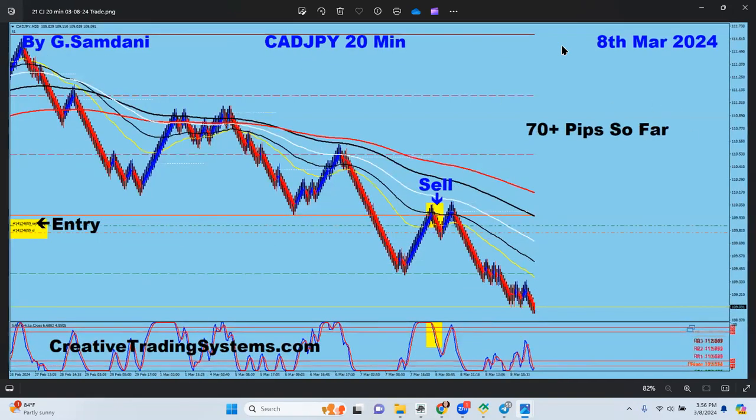And then this one on the 8th. This is a CAD yen. Like I said, all yen pairs started to go down, and I'll show you why. And 70 pip to the downside. So these were the trades, almost 21 trades this week.